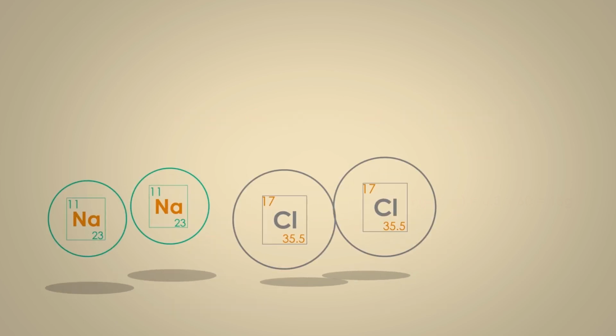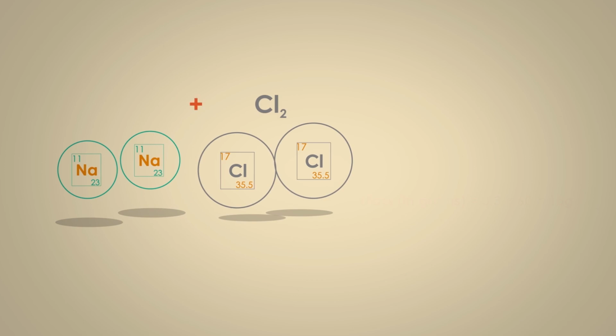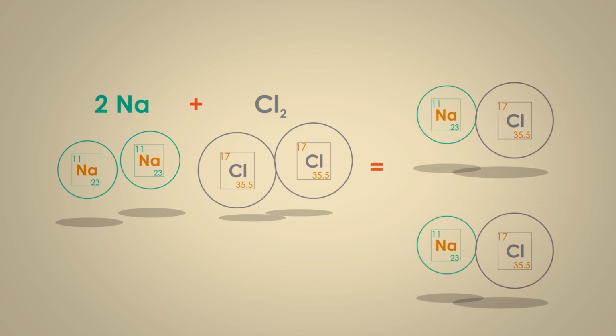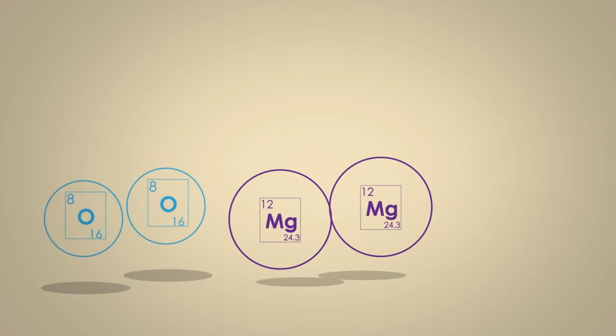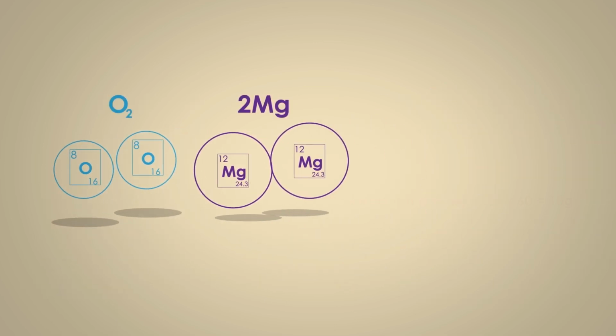If 1 mole of chlorine molecules and 2 moles of sodium atoms react, they make 2 moles of sodium chloride, like this. 2 plus 2 really does equal 2, at least when 2 atoms are combining to make 2 molecules. Oxygen reacts to create only 2 moles of magnesium oxide.